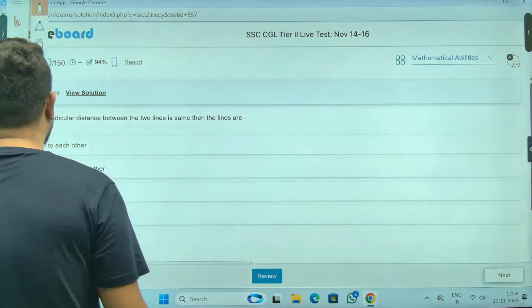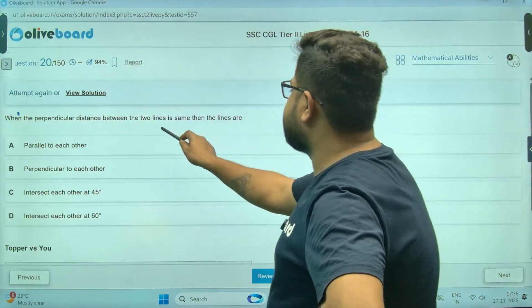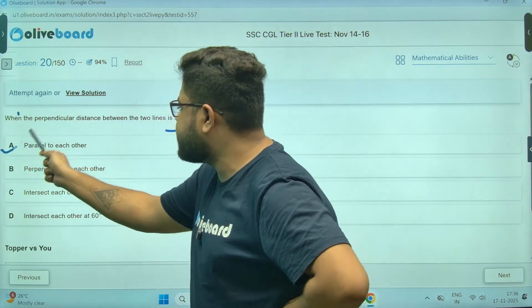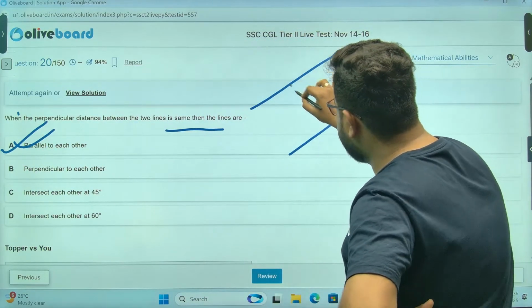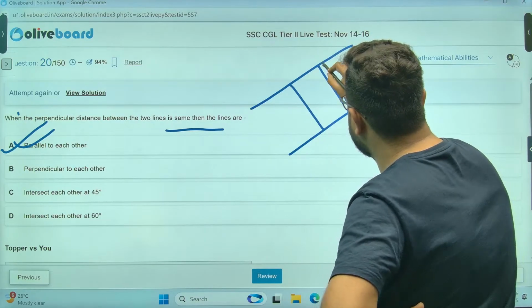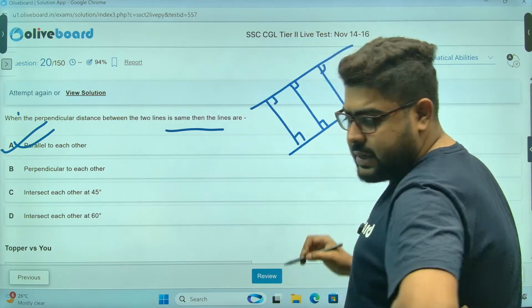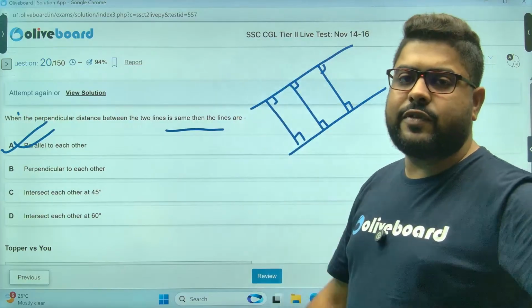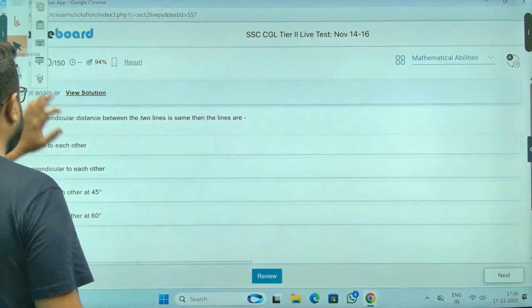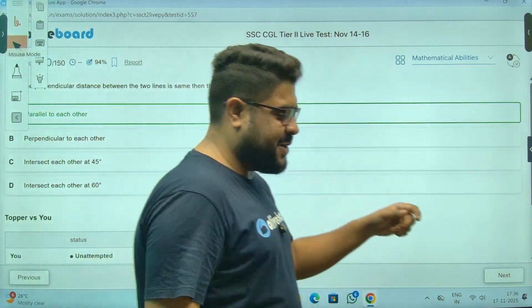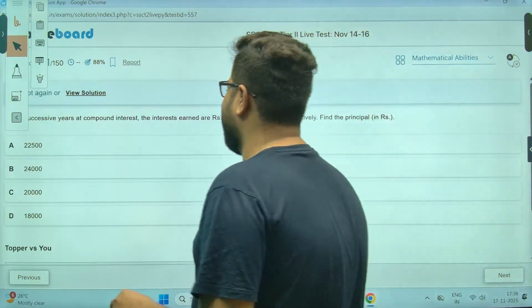Next one. When the perpendicular distance between two lines is the same, the lines are parallel to each other. You see, there is one line, there is another line. Perpendicular distance always remains the same in these cases. That is the definition itself of parallel lines. So definitely it was a free hit question.